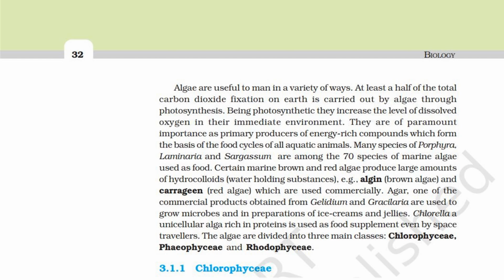Agar, one of the commercial products obtained from Gelidium and Gracilaria, is used to grow microbes and in preparations of ice creams and jellies. Chlorella, a unicellular alga rich in proteins, is used as a food supplement even by space travelers. The algae are divided into three main classes: Chlorophyceae, Phaeophyceae and Rhodophyceae.